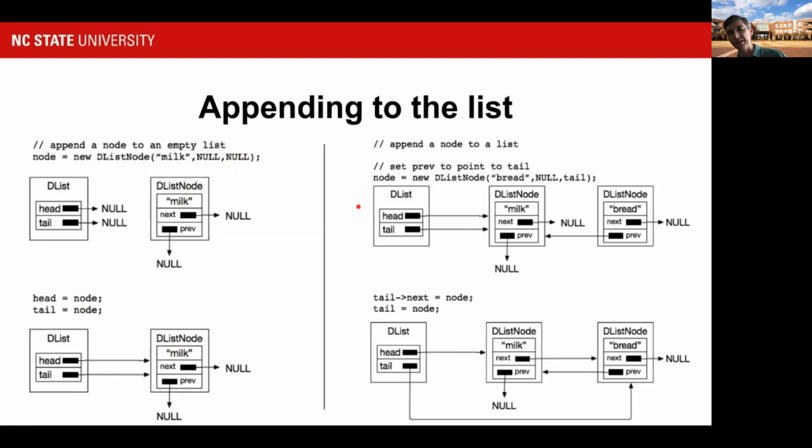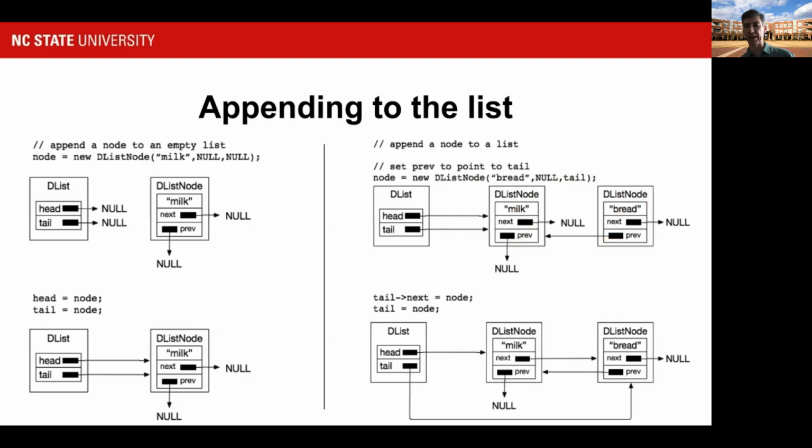Now what if we're appending to a list that already has milk in it? Let's say we want to add bread to our list that has milk. When I make this new dlist node object, I'm going to make the previous pointer point to the tail. In other words, as soon as I make bread, I'm going to say, well, I know there's something in my list already, so let's have previous point back to the node that's already there. We want it to point to the thing that comes before it, and since we're adding to the end of the list, it will be the tail object.